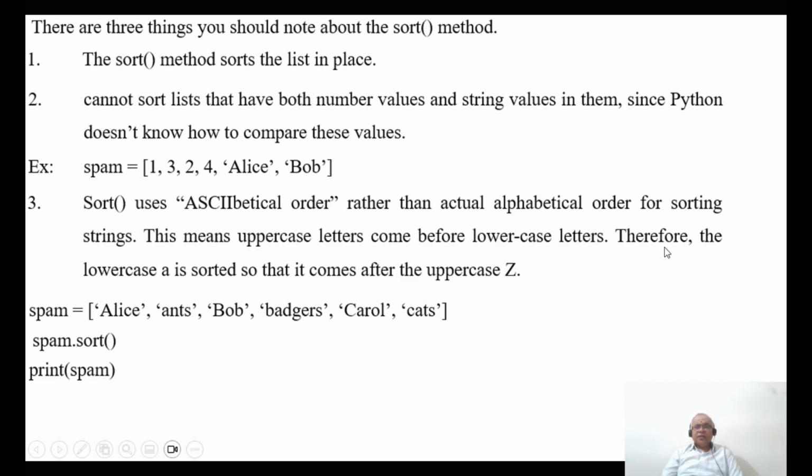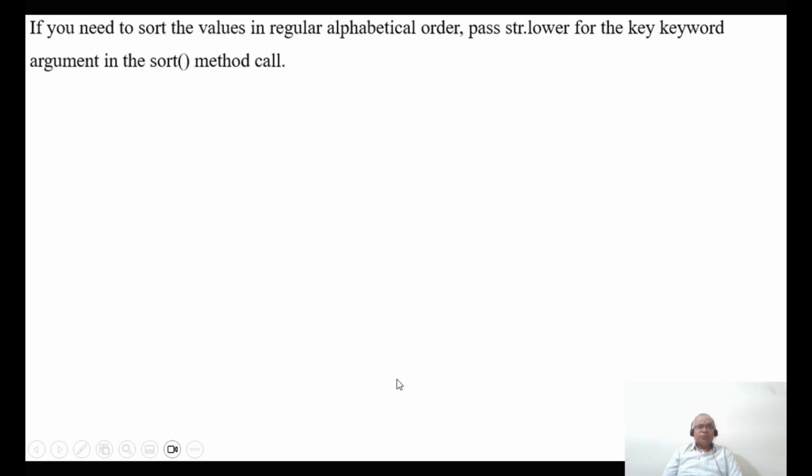So first, according to this, the lowercase a is sorted so that it comes after the uppercase. In that case, all the strings which start with capital letters will be sorted first, and then those with small letters. So that is capital A 'Alice', then capital B 'Bob', then capital C 'Carol', then you have all the small-letter strings, that is 'ants', then 'badgers' and 'cats'. So this is how you will be able to get the output.